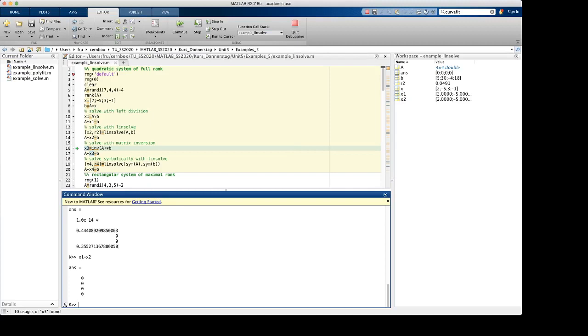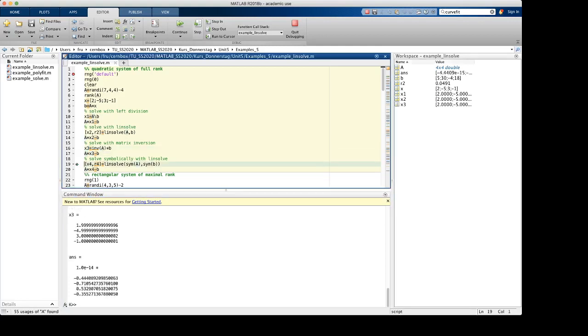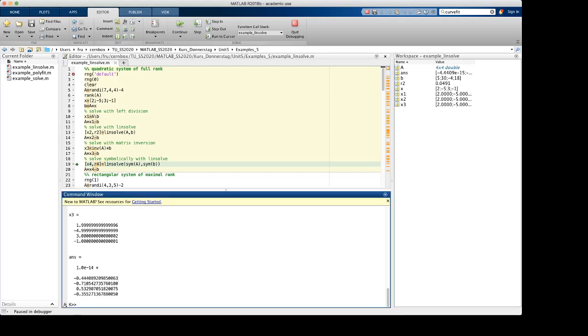We can also solve the system with matrix inversion, although this is not recommended, but it gives in this case a solution X3, which is now slightly different from the previous solutions. You see that the difference between A times X3 and B is now slightly different from before. And if we, for instance, look at X1 minus X3, we see again differences of the order below 10 to the minus 14.